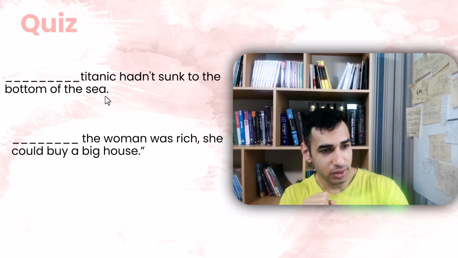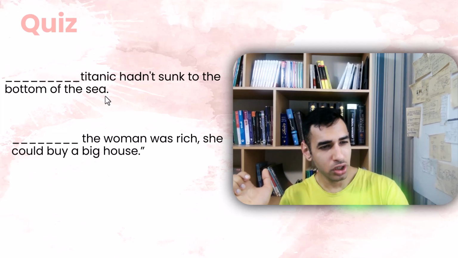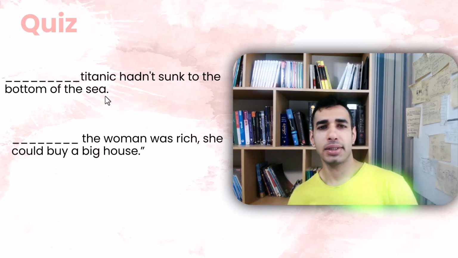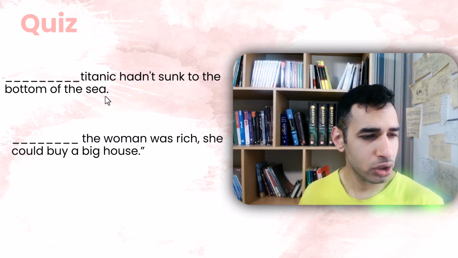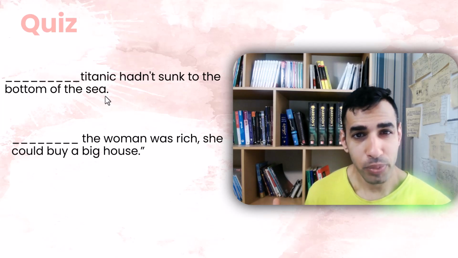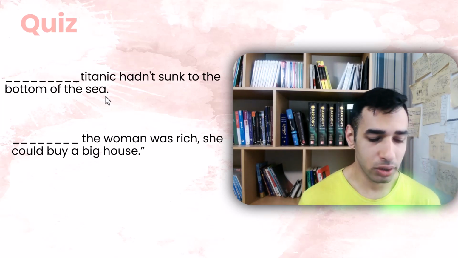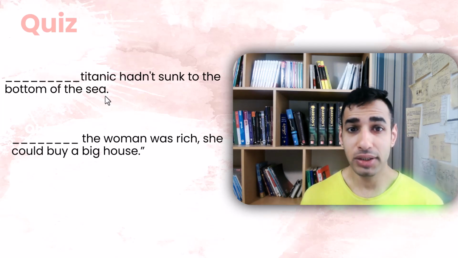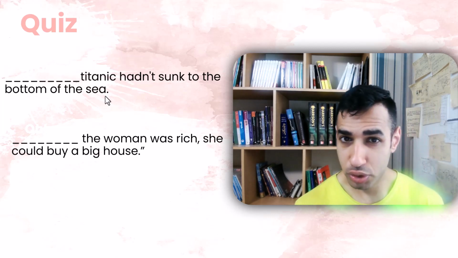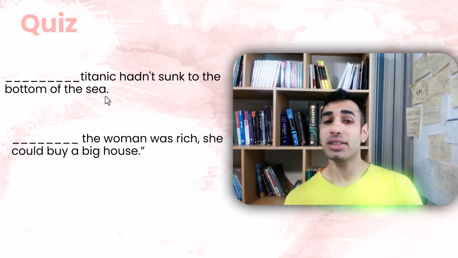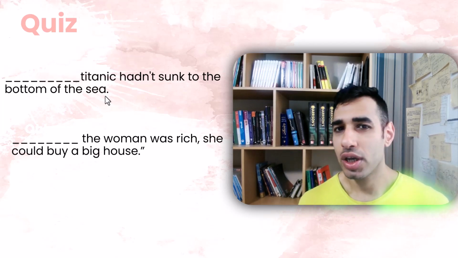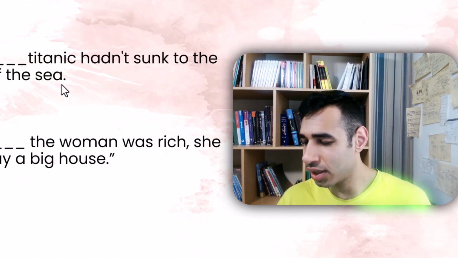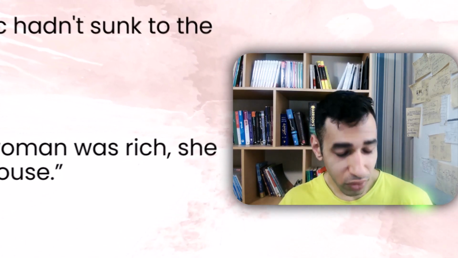The second sentence: "The woman was rich, she could buy a big house." Well, we have two clauses, and the second clause is "she could buy a big house." This woman can buy a big house based on a condition: only if she is rich. And "only if" means this condition must be true, this condition must exist. It is a must to be rich in order that she could buy a big house. Thank you everyone. This was the difference between "only if" and "if only."